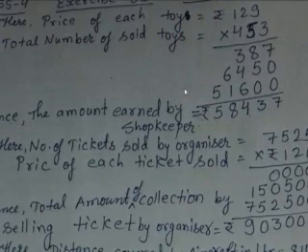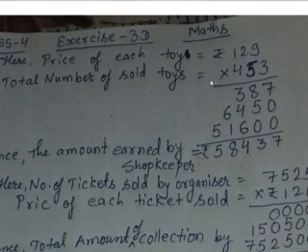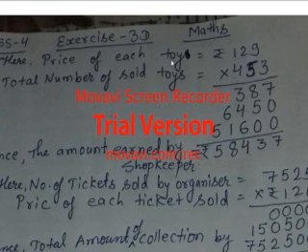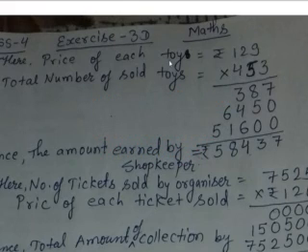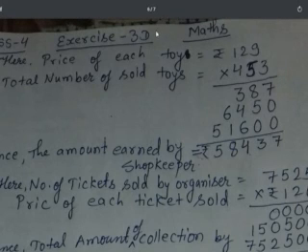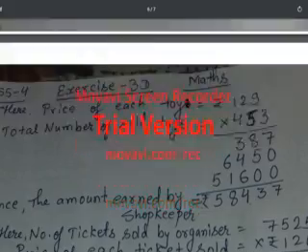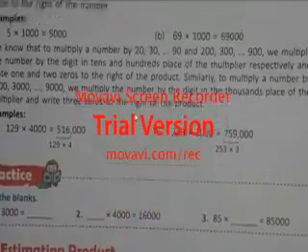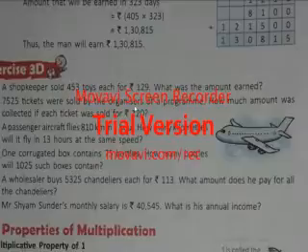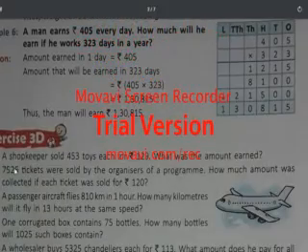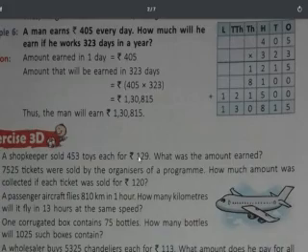Okay, so you can see exercise 3D. Here the price of each toy is equal to rupees 129. That is given in the question, the price of a toy. One toy is how much? 129. And the total number of sold toys is 453, and it has been asked in the question how much he had earned by selling 453 toys. What was the amount earned?